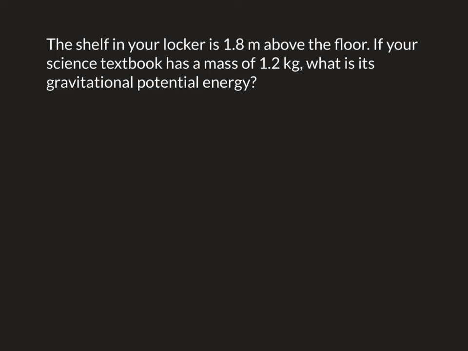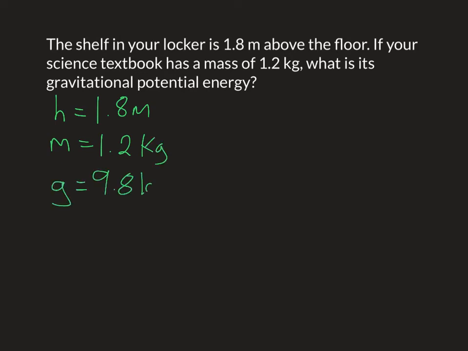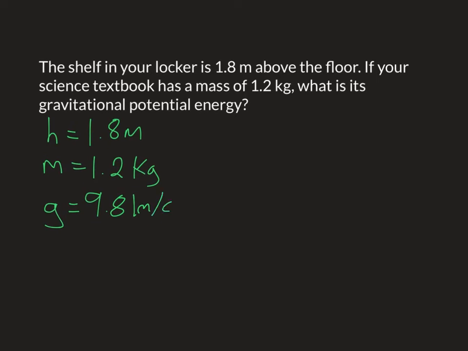All right, so let's talk about what we know here. We know our height is 1.8 meters. We know that our mass is 1.2 kilograms. And as always, we know that gravity is 9.81 meters per second squared. Okay? And it's asking us to find potential energy. So we're going to use our formula again. EP is equal to mass times gravity times height.